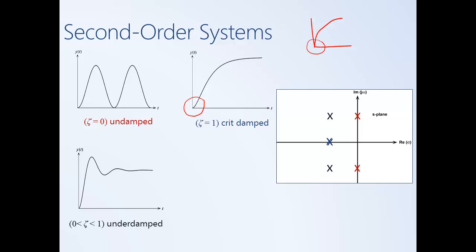When zeta is greater than 1, the poles are still real, but now they're not repeated. So we have two real poles with no imaginary portion, or the imaginary portion is 0, but they're at different locations. And the response looks very similar to the critically damped case where there's no oscillation.